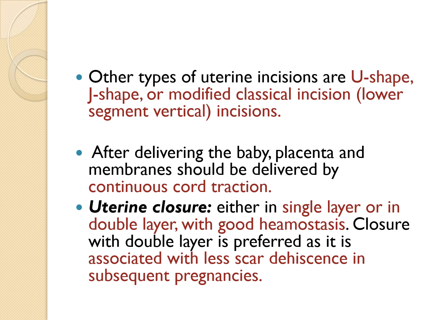After delivering the baby, the placenta and membranes should be delivered by continuous cord traction. Uterine closure is either done by single layer or double layer with good hemostasis. Closure with double layer is preferred as it is associated with less scar dehiscence in subsequent pregnancies.